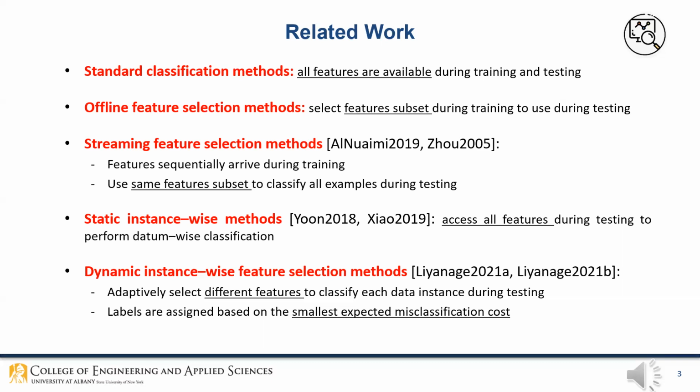features. Static instance-wise approaches perform datum-wise classification but access all features during testing for that purpose. In contrast, dynamic instance-wise feature selection methods adaptively select different features to classify each data instance during testing. A major drawback of the latter approach is inherently their classification mechanism. Labels are assigned based on the smallest expected misclassification cost defined. Such a mechanism may work well for some examples, but not for all, leading to considerable performance degradation.